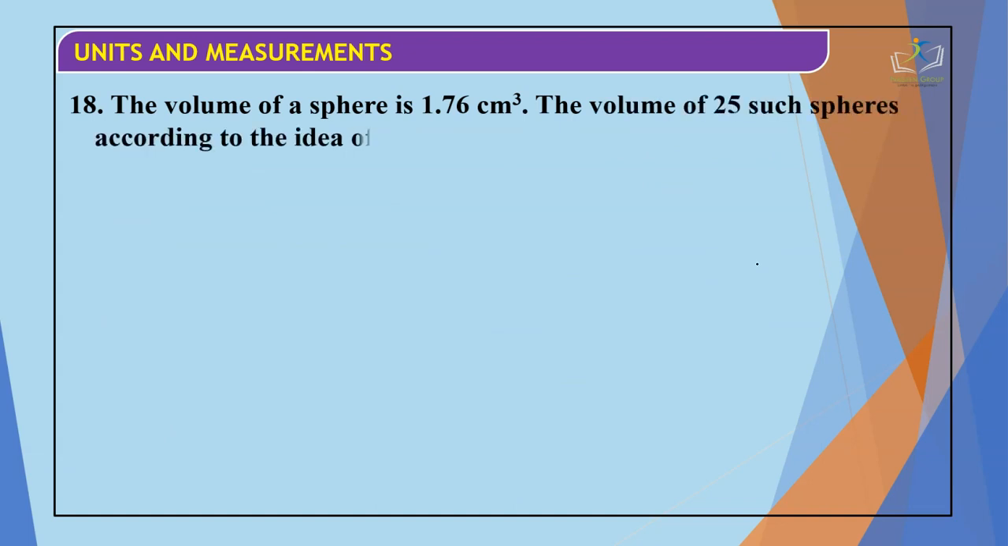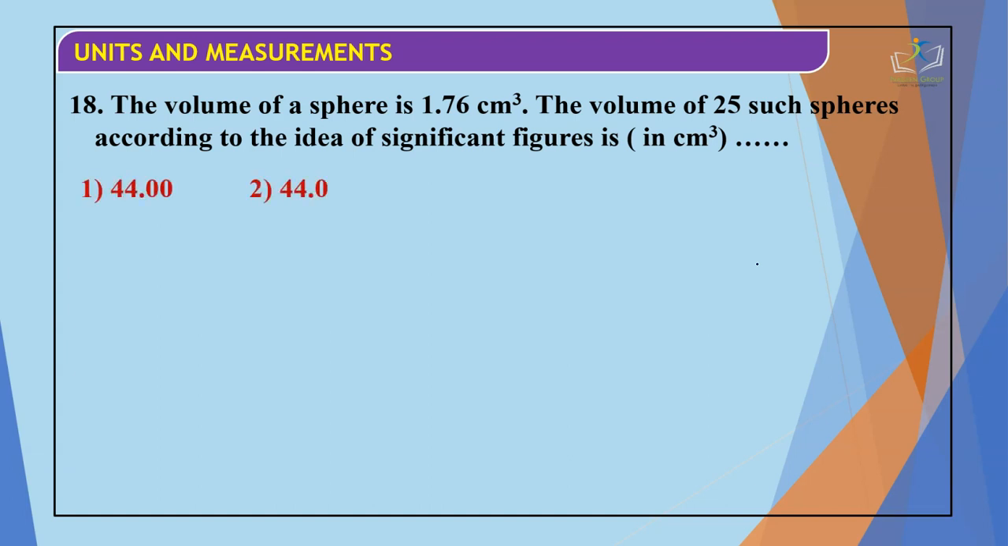The volume of a sphere is 1.76 centimeter cube. The volume of 25 such spheres, according to the idea of significant figures, in centimeter cube is: 44.00, 44.0. Yes students, I am saying point 0 also because it is a significant number.